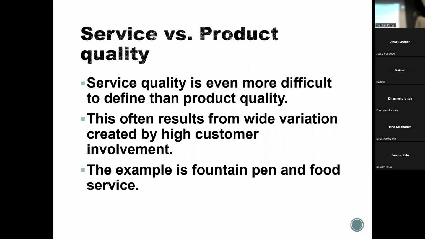This often results from wide variation created by high customer involvement. For example, a fountain pen and a food service. Very good example. A fountain pen and a good food service. If I have a fountain pen, it comes under what? It comes under product, right? It comes under product.